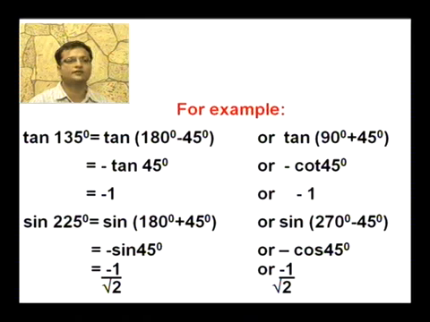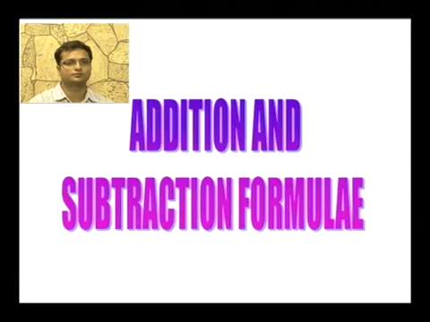Sin 225 degree can be written as sin 180 degree plus 45 degree. In the third quadrant sin is negative, so it is minus sin 45 degree, and sin 45 degree is 1 by root 2, so it is minus 1 by root 2. And similarly we can calculate 225 degree by breaking it as 270 degree minus 45 degree, that means minus cos 45, and it's also minus 1 by root 2.